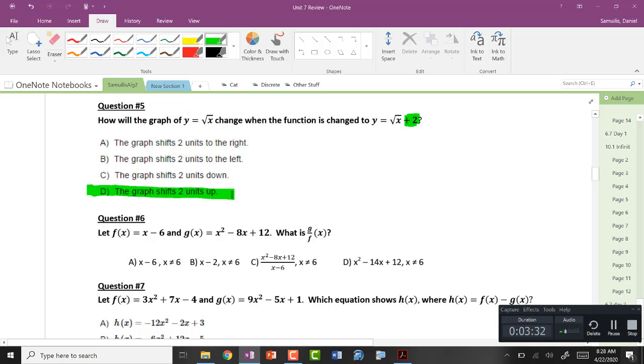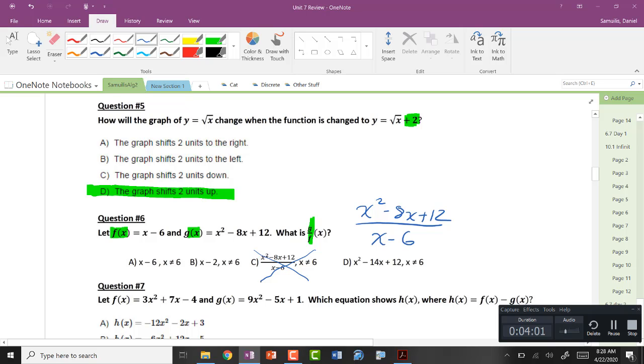Number 6, this brings us into our function operations. So for function operations, we are looking at function f, function g, and what are we doing with those functions? We're dividing them. So let's start with that. You're going to start with x squared minus 8x plus 12 over x minus 6. Well, it can't be that easy, right? You're right, it's not that easy. This is not the answer.